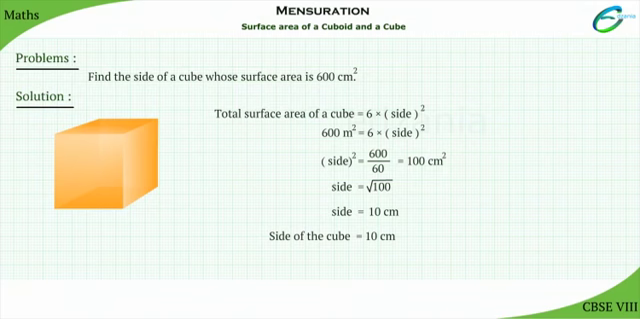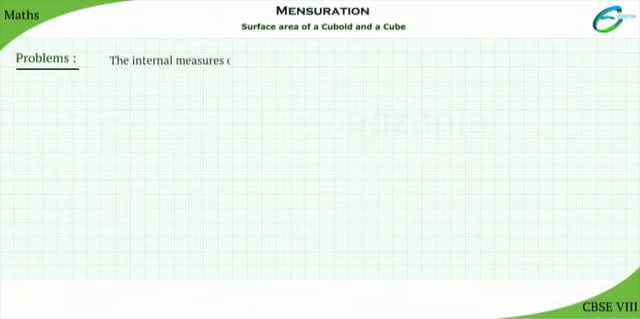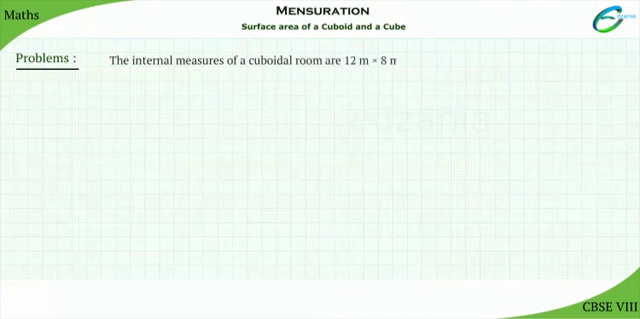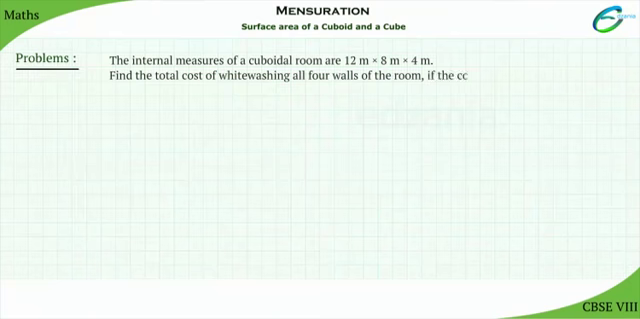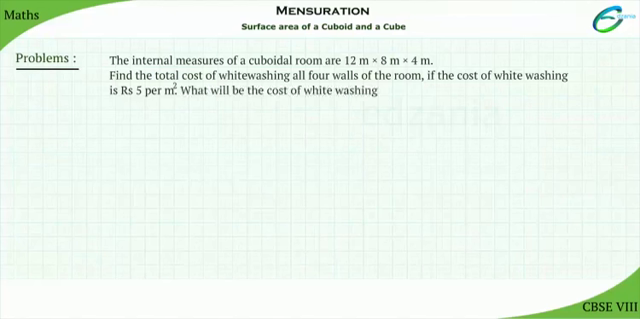The internal measures of a cuboidal room are 12 meters by 8 meters by 4 meters. Find the total cost of whitewashing all the 4 walls of the room. If the cost of whitewashing is rupees 5 per meter square, what will be the cost of whitewashing if the ceiling of the room is also whitewashed?